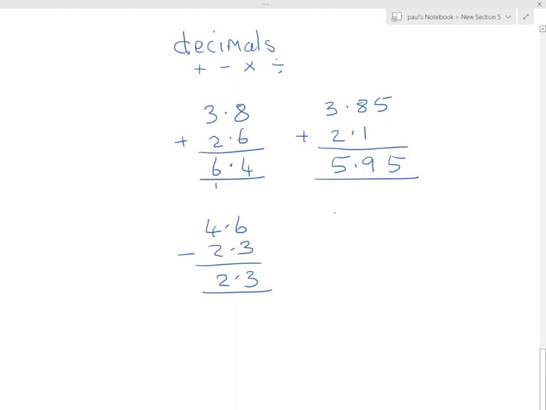And we do this 3.85 minus the 2.1. Again, use the same numbers but subtract. So nothing from 5 is 5. 1 from 8 is 7. And 2 from 3 is 1. So we get 1.75.